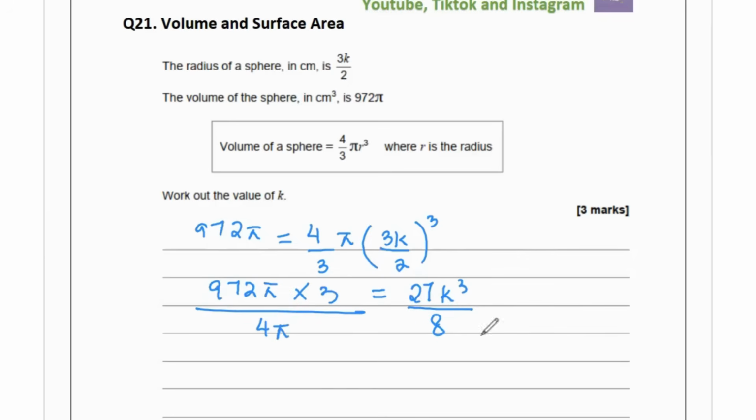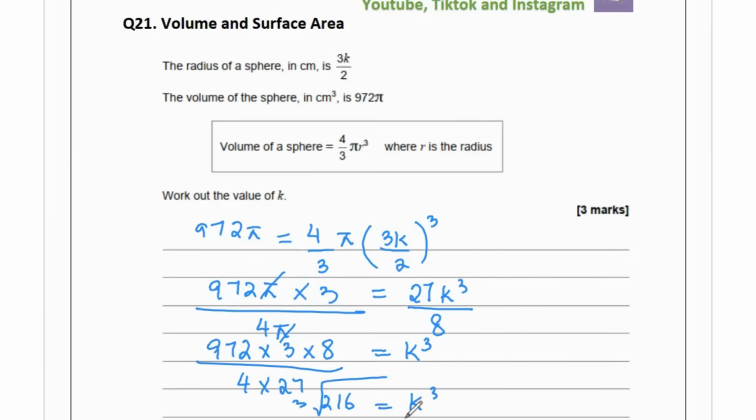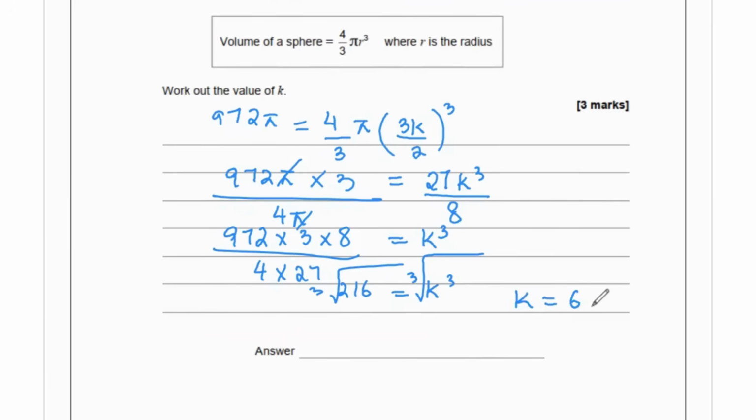Take everything to the other side and isolate k cube. So the pi's get cancelled out. We have 972 times 3 times 8 over 4 times 27 equals k cube. That gives us 216 equals k cube. Take the cube root on both sides. K will equal 6. So that is your value of k.